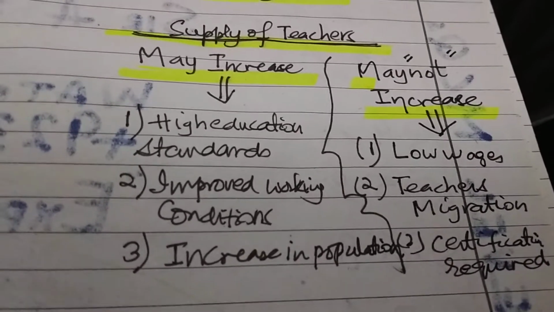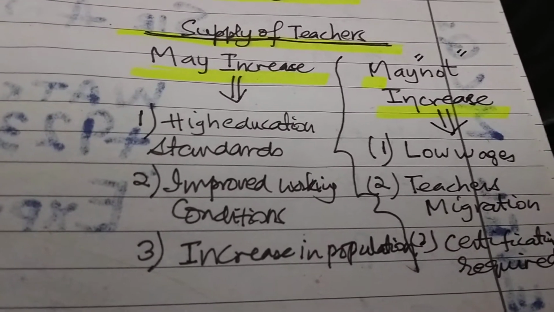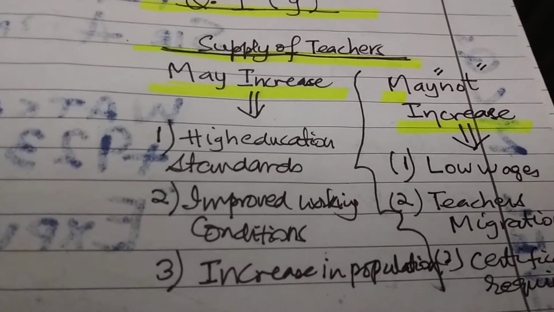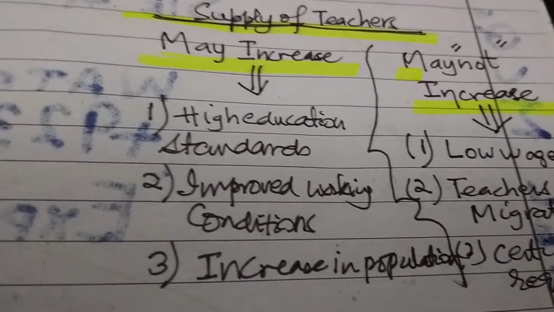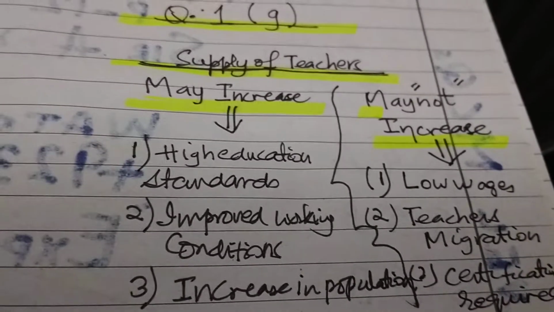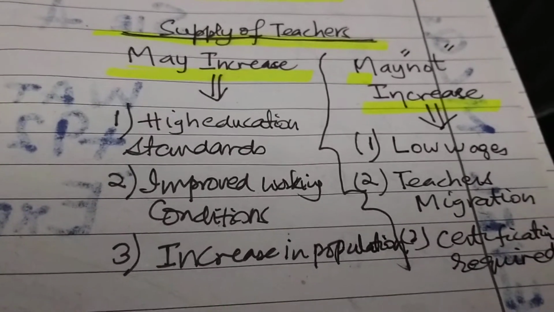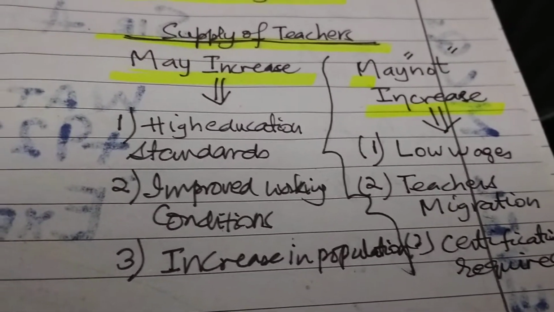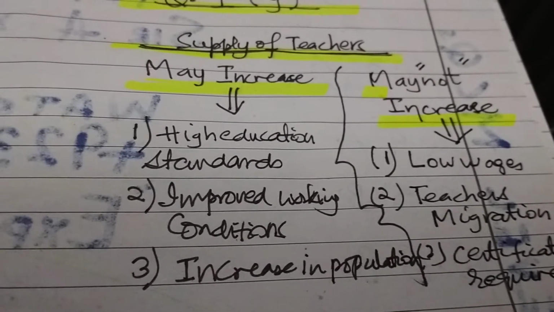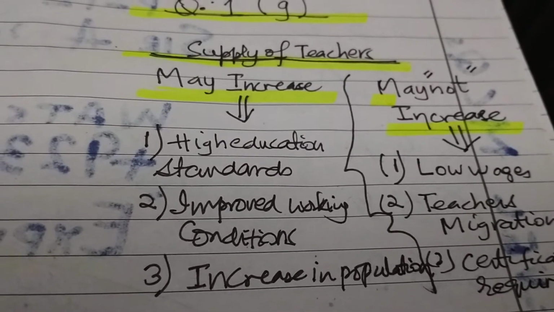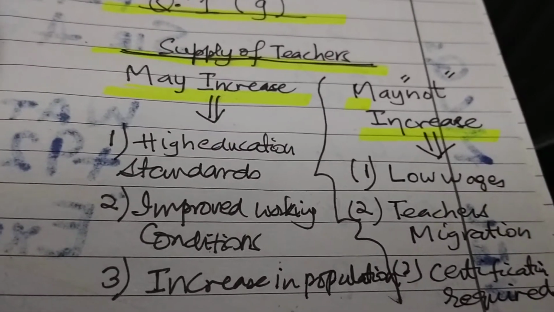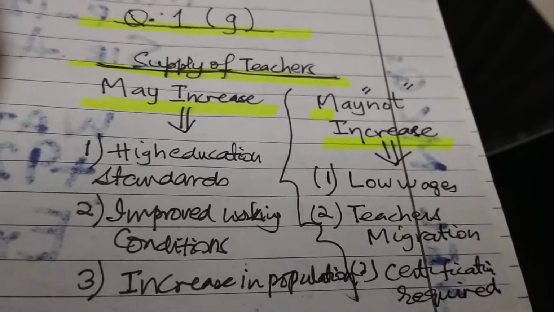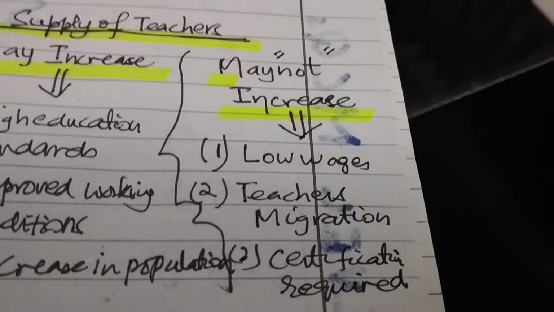There will be more trained and skillful teachers available, and they think that there is a great reward in this profession financially. Improved working condition means that the teacher's salary and the benefits are increasing, so there will be more people joining the profession. And increase in population is the third, that anyways, there is an increase in population in Pakistan. The growth rate is very high, so chances are that many of the people who will be making the working population may join teaching.